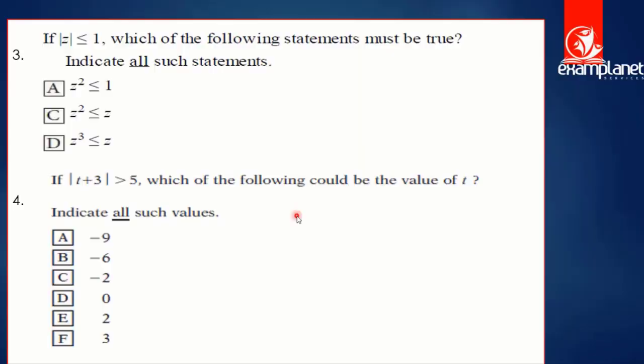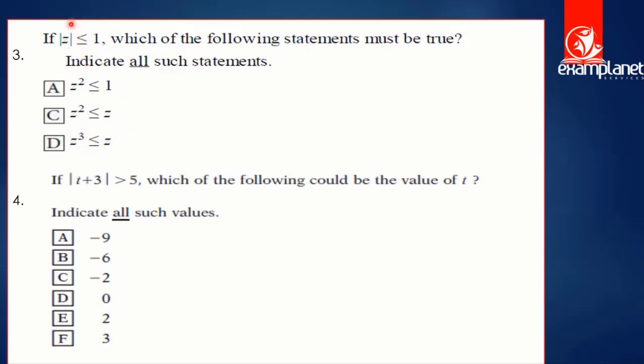Now example 3 says, if absolute value of z is less than or equal to 1, which of the following statements must be true? Indicate all such statements. Absolute value of z is less than or equal to 1. Which of the following statements must be true? Indicate all such statements. So we have some options here. Just don't bother yourself with that error. Just follow the options like that, A, C, and D. A says z squared is less than or equal to 1. C, z squared is less than or equal to z. D, z raised to power 3 is less than or equal to z. So which of the following statements must be true according to this information?